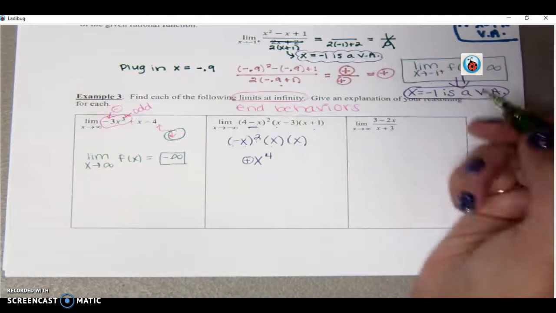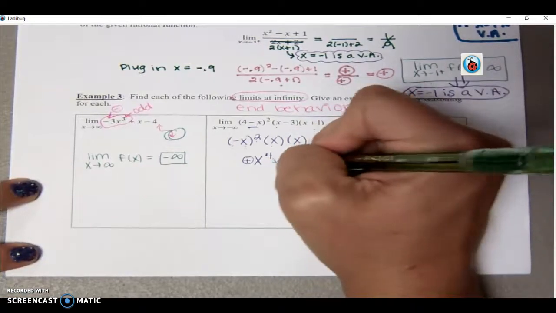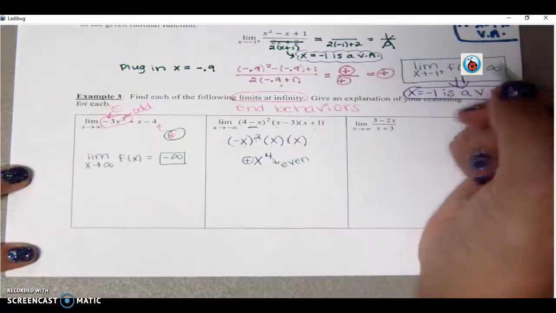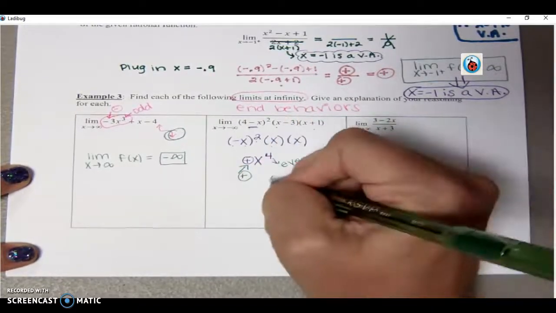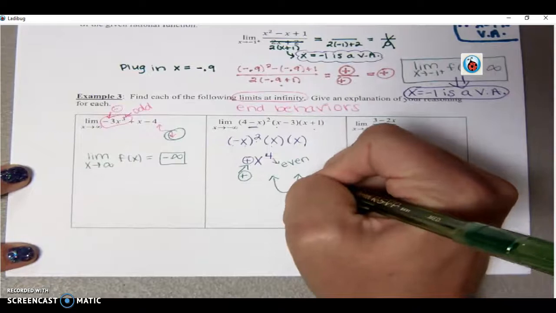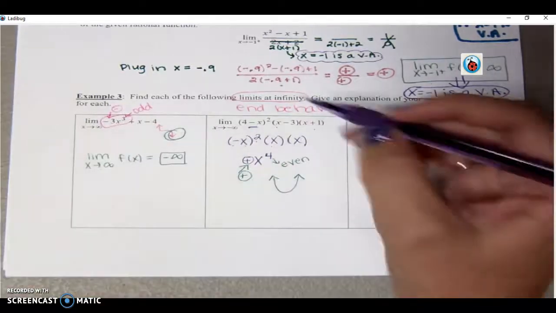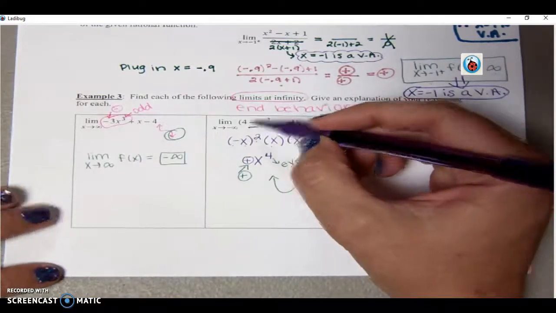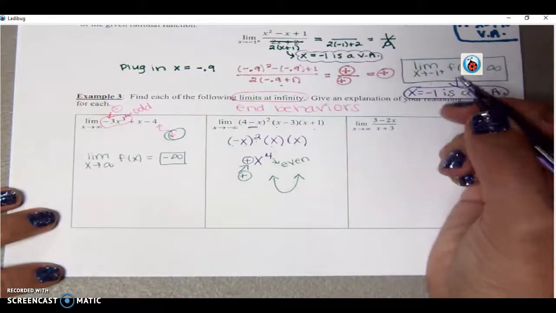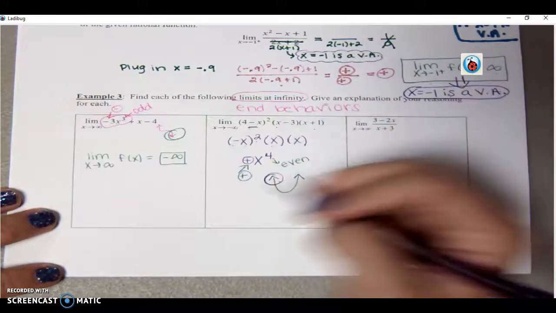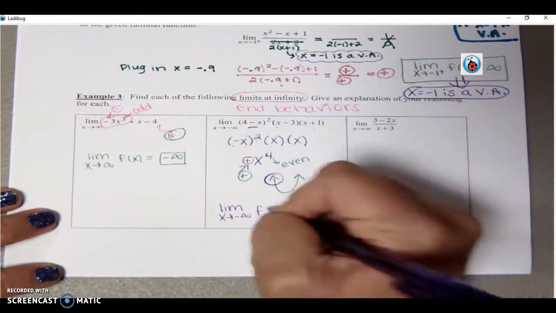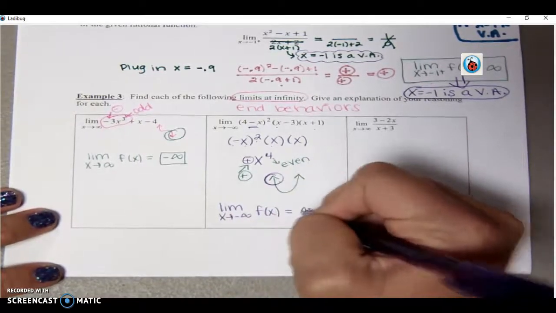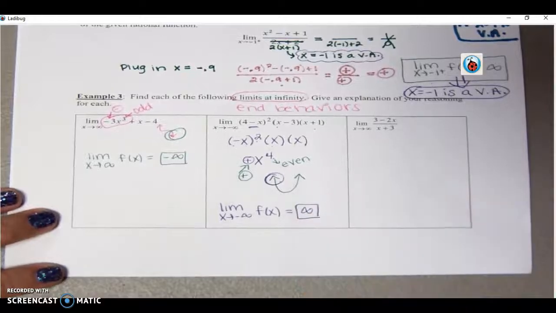So same thing. This is an even degree, and it's positive out front. So even and positive means that they're both going to be going up. So our question says the limit as x approaches negative infinity, so that would be your left end behavior. Should be here. So the limit as x approaches negative infinity, because that side is going up, would be towards infinity.